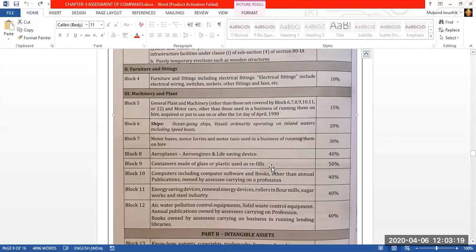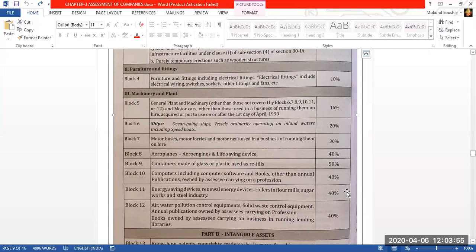Then if there are any containers made out of glass or plastic which can be used as refills or reusable devices, the rate of depreciation charged on such assets is 50%. Then again, if the assessee owns any computer, including the software, and books which he uses for publications apart from his own publication, the rate of depreciation charged on the same is 40%. Then again, if you have any energy saving devices, or rollers used in flour mills, sugar works and the steel industry, the rate of depreciation is 40%.